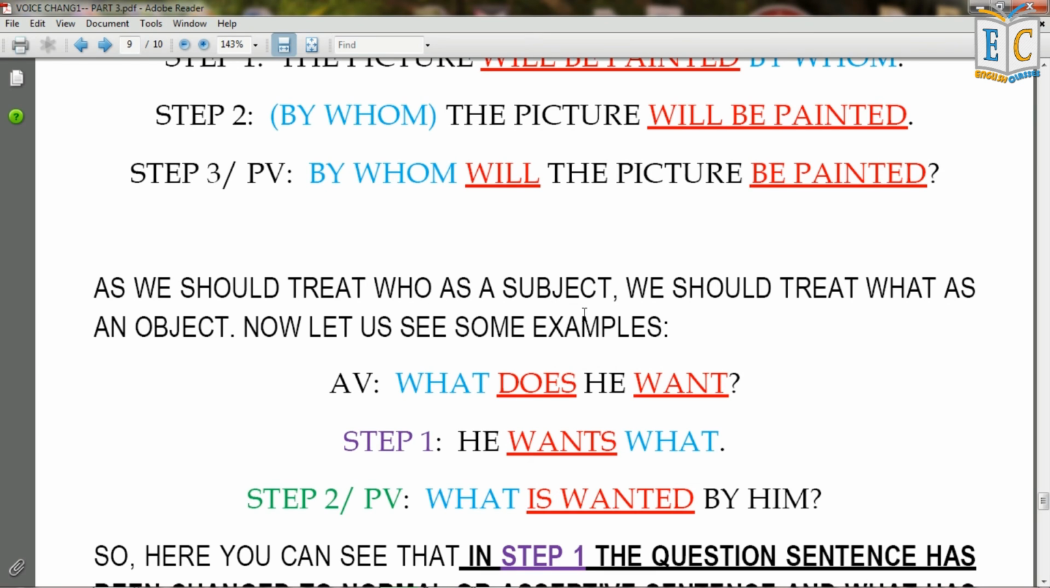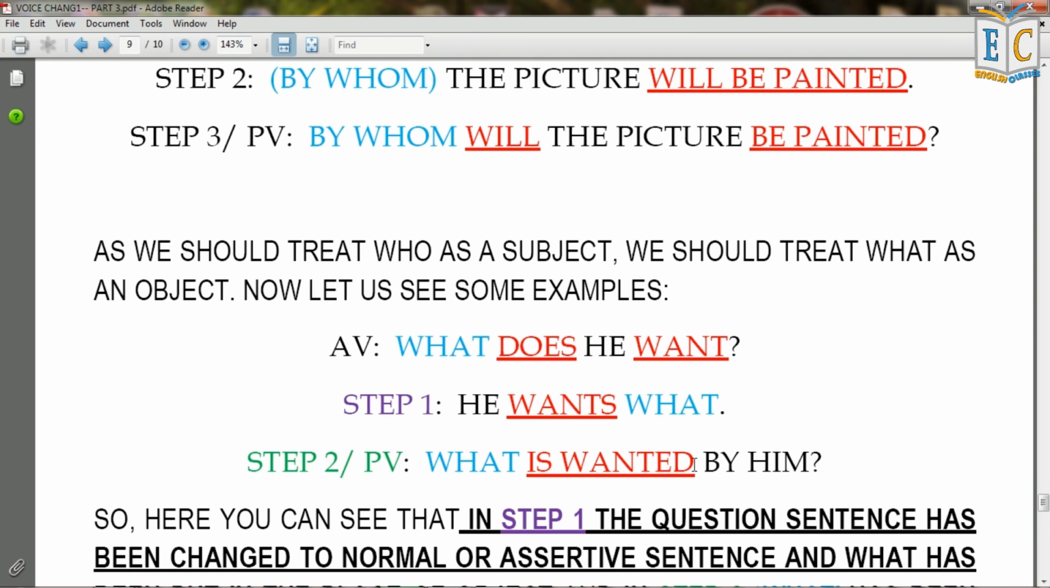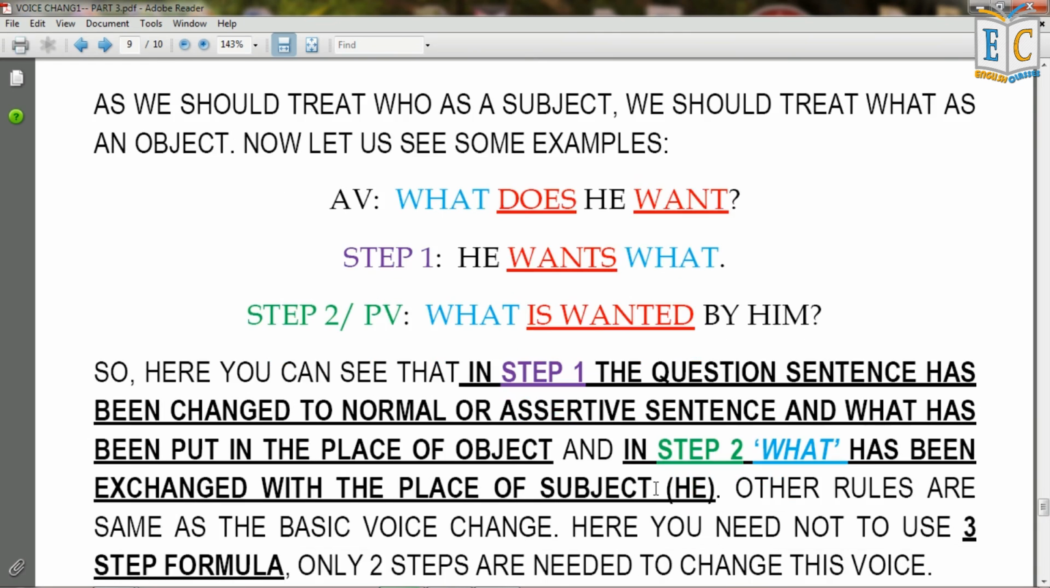As we should treat who as a subject, we should treat what as an object. Now let's see some examples. In active voice, what does he want becomes in step 1, he wants what. And in step 2, it is the voice change sentence, so it becomes what is wanted by him. So you treat what as an object and take it to the object place and just simply change the voice of this sentence: what is wanted by him.